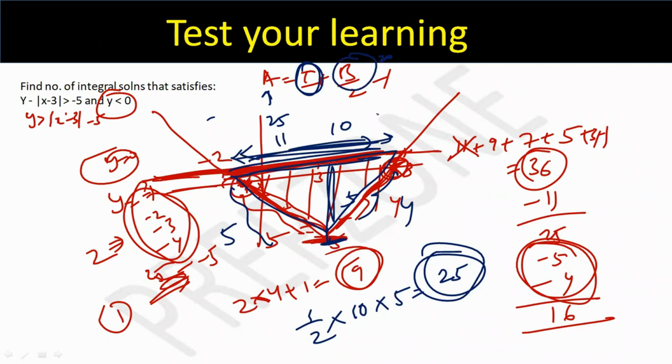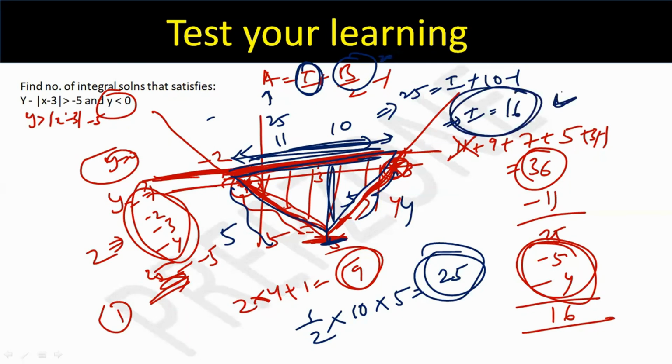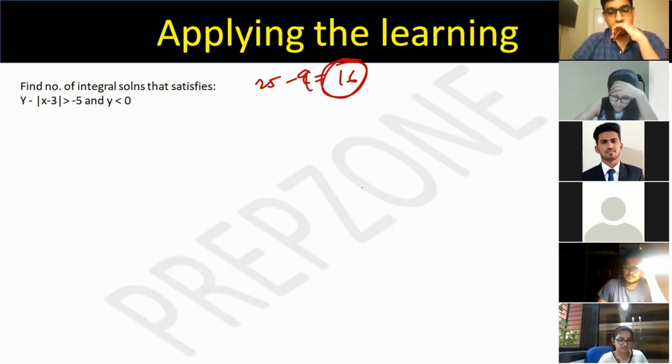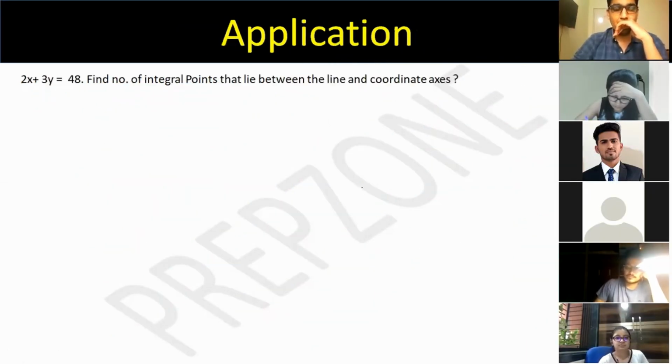So now let's just substitute the values. A was 25 equals I plus 20 by 2, which is 10, minus 1, which implies I is nothing but 25 minus 9, 16. So यहाँ से भी हमारा आंसर एक लाइन में आ गया. The answer is 16. If it's done, I want everyone to apply Pick's theorem here and solve it.